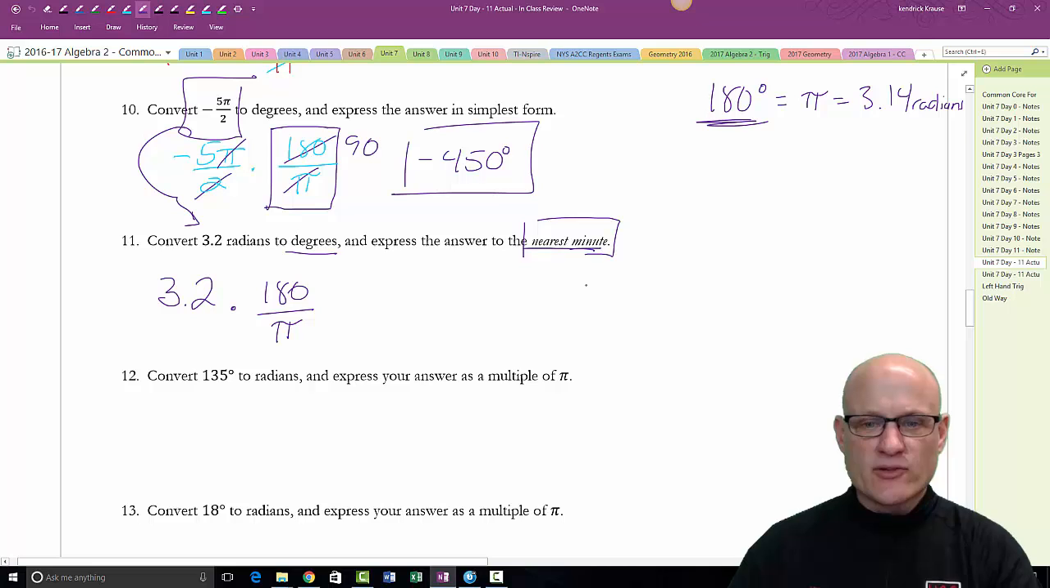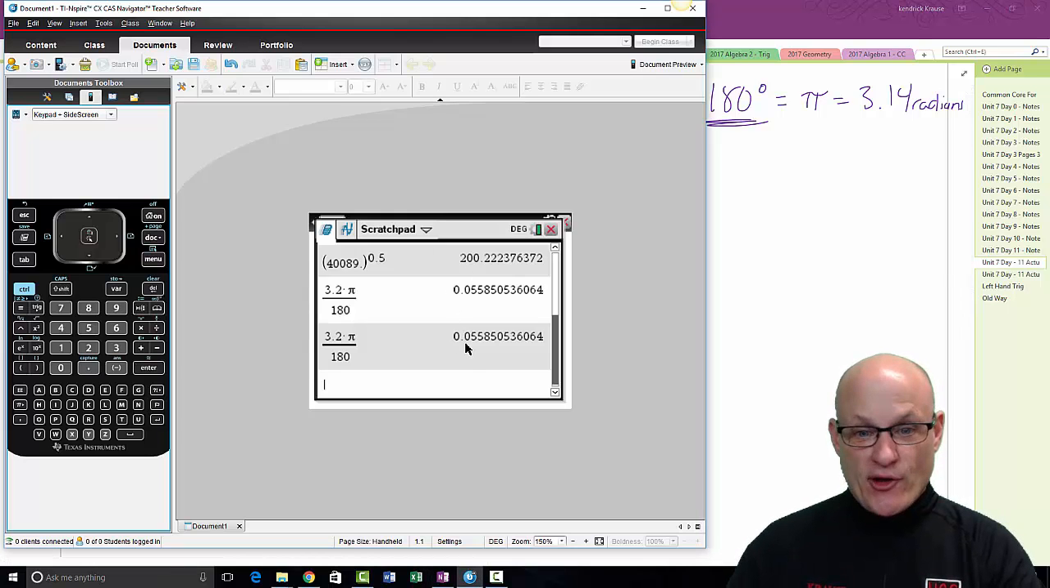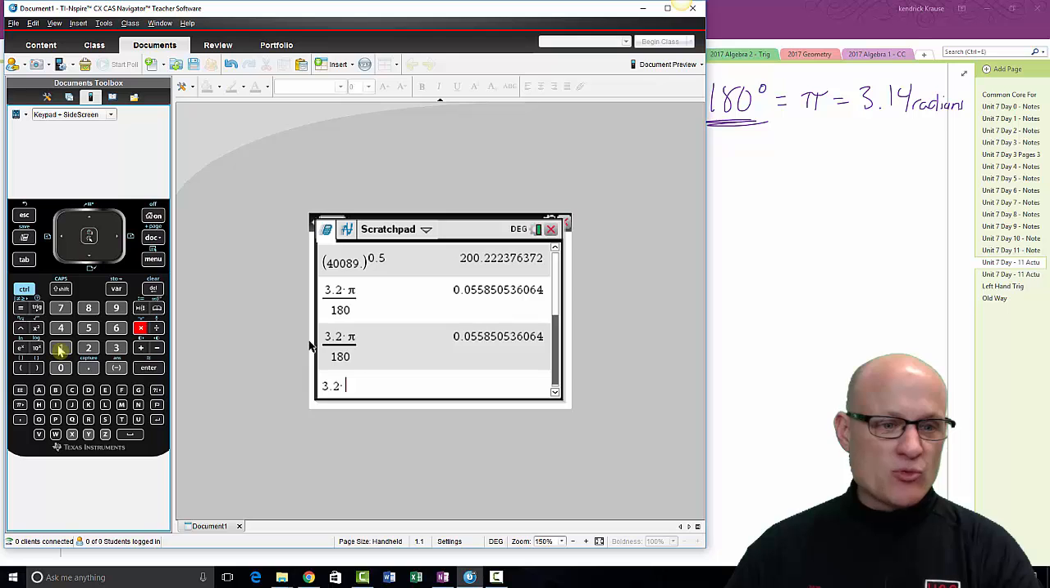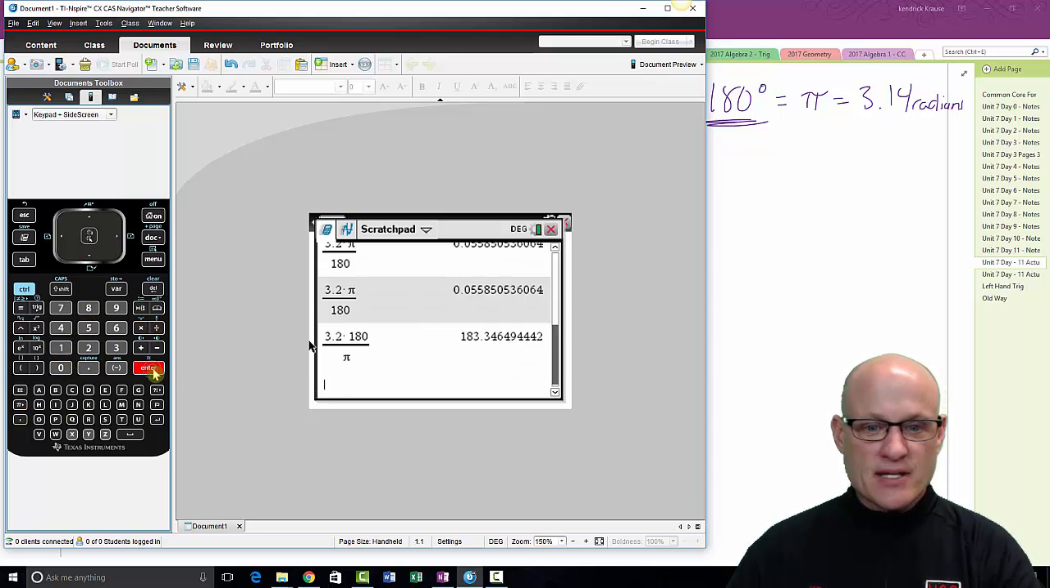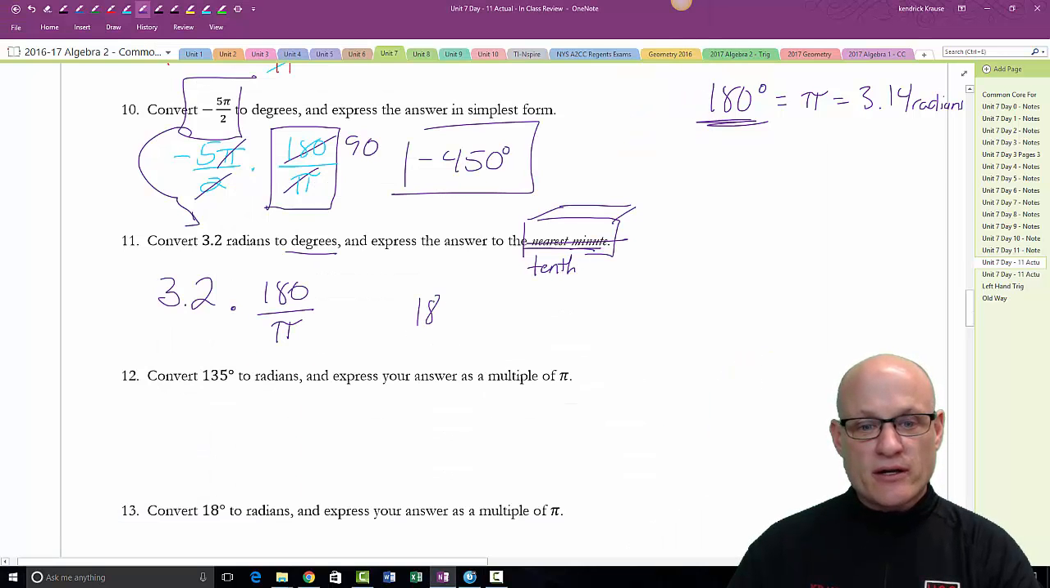Oh, her answer key doesn't make any sense on this. Round to the nearest minute. We didn't discuss that this year. So let's just round it to the nearest tenth of a degree. So if you give me this answer, say, oh, the answer is 0.1 of a degree. No. That means you put this in backwards. 3.2 times 180 divided by pi. And there it is, 183.3 degrees.